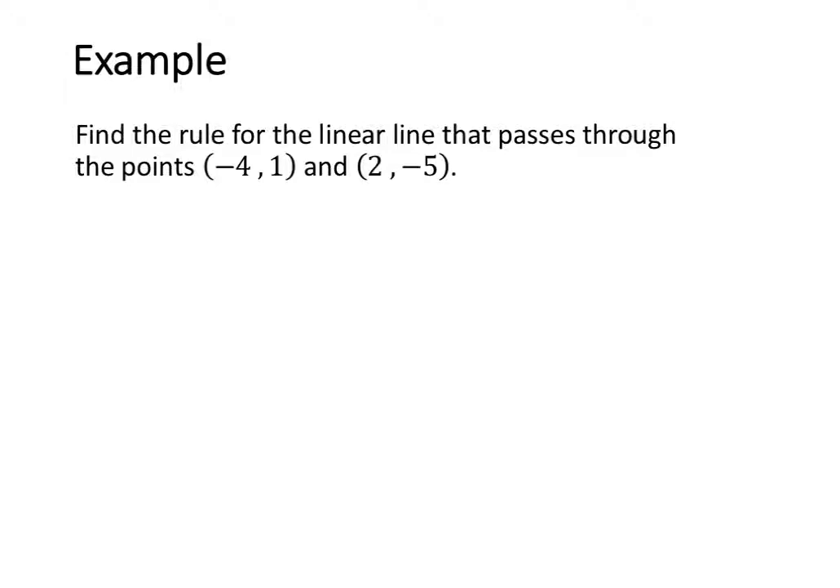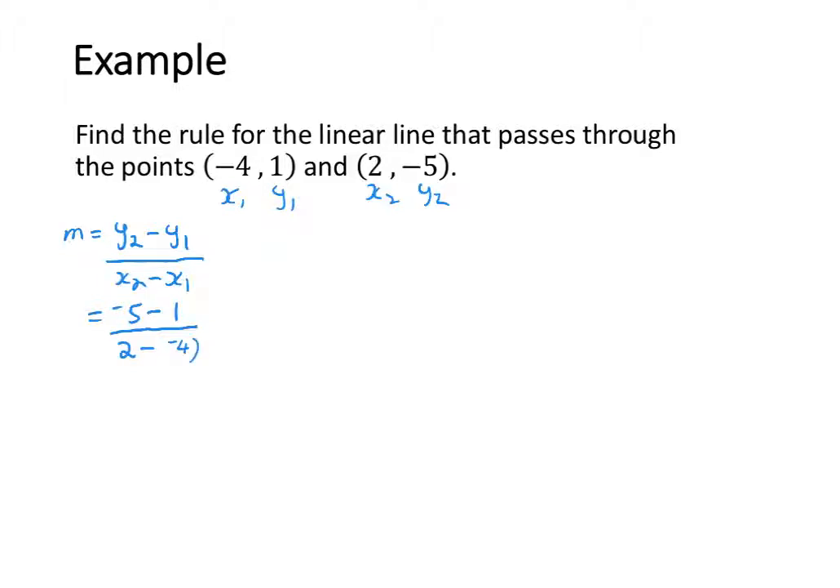Now to calculate the gradient, I'm going to start off by labeling my two coordinates x1, y1, x2, y2, and I want to proceed then to calculate the gradient by starting off with the formula. So gradient is equal to y2 minus y1 over x2 minus x1. Then go ahead and substitute in my values. So y2 is equal to -5 minus y1 of 1 divided by x2 of 2 minus x1 of -4.